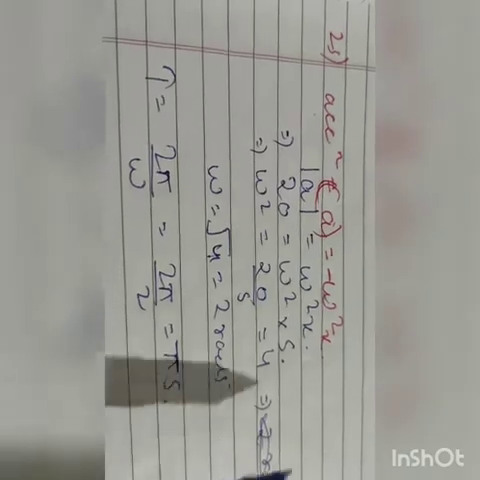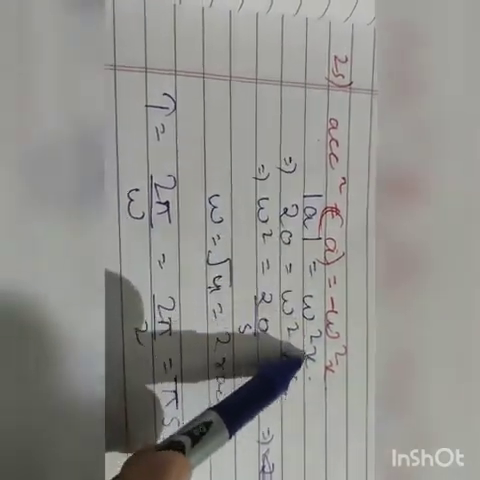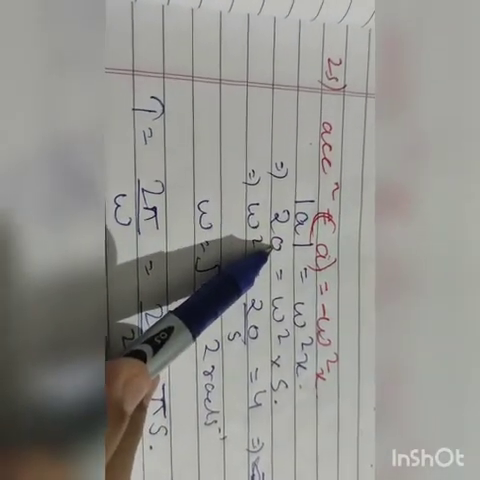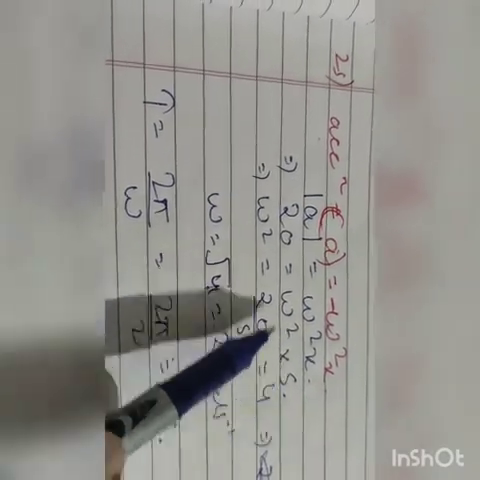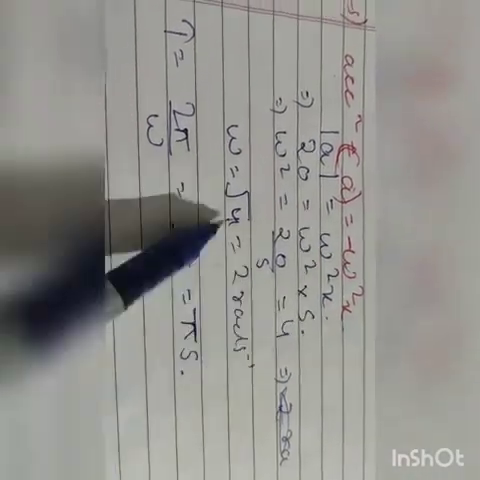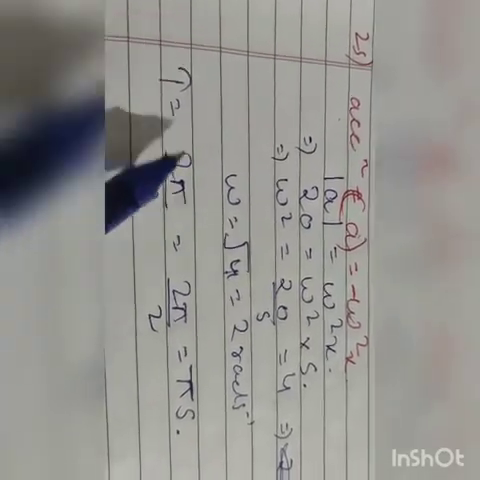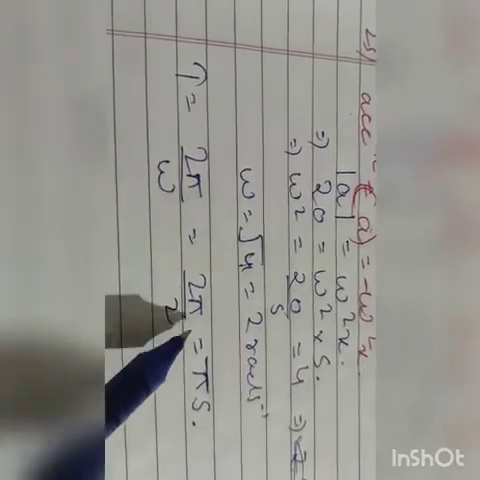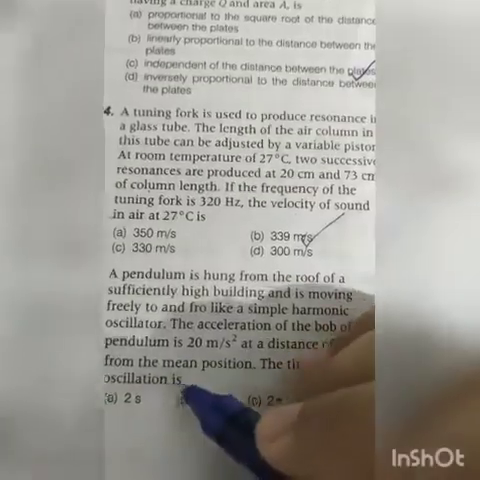So a is equal to omega square x. The acceleration value is given here, that is 20 meter per second square, and omega square into 5. So omega square comes out to be 4. Now we know that the value of T is 2 pi by omega. So we will just substitute its value, 2 pi by 2, that is pi second. So here our correct option is pi second.